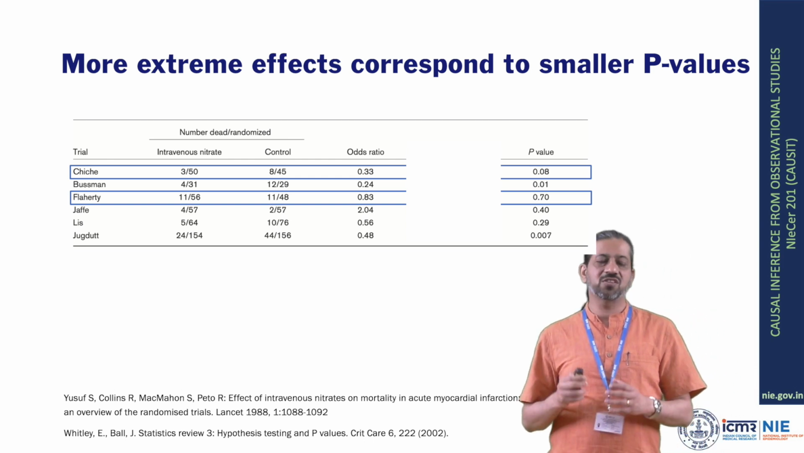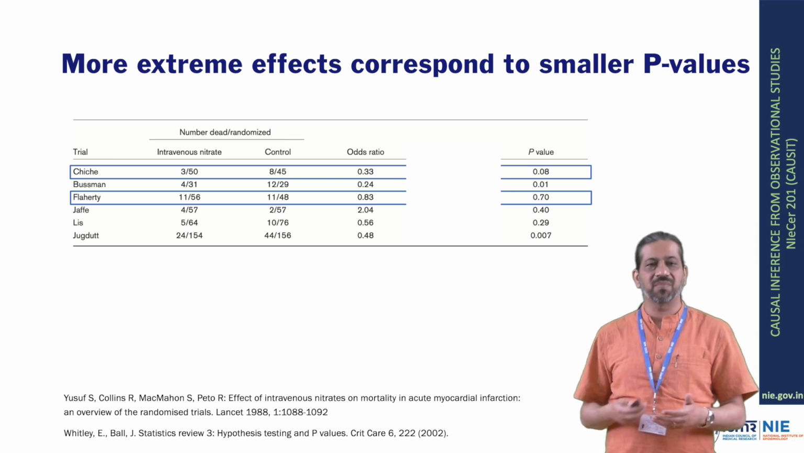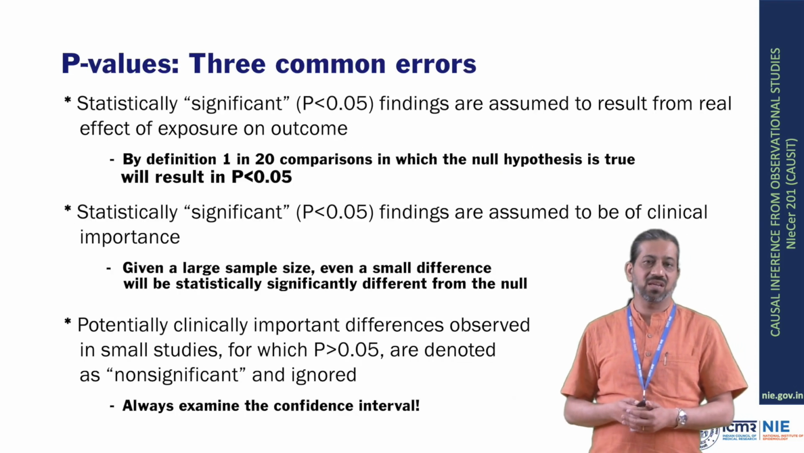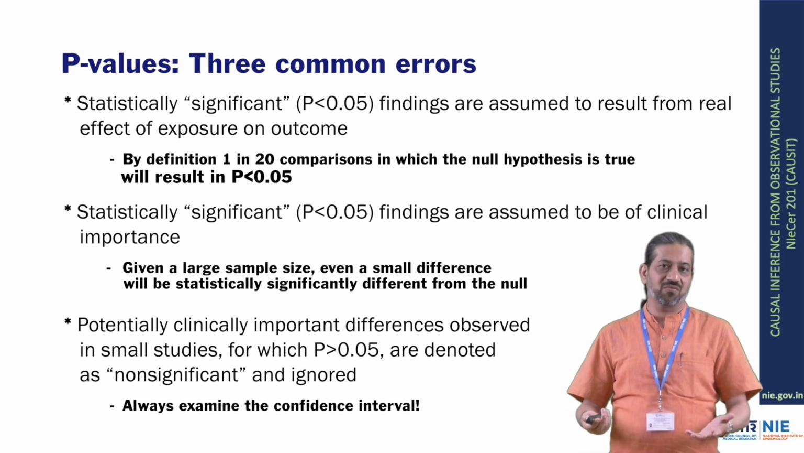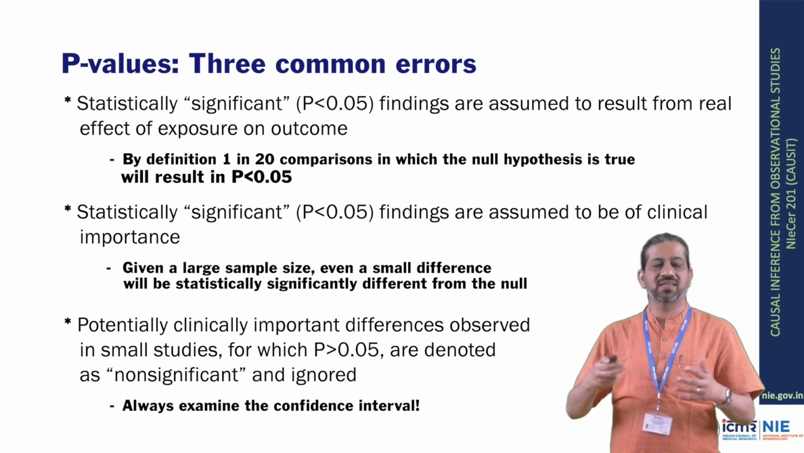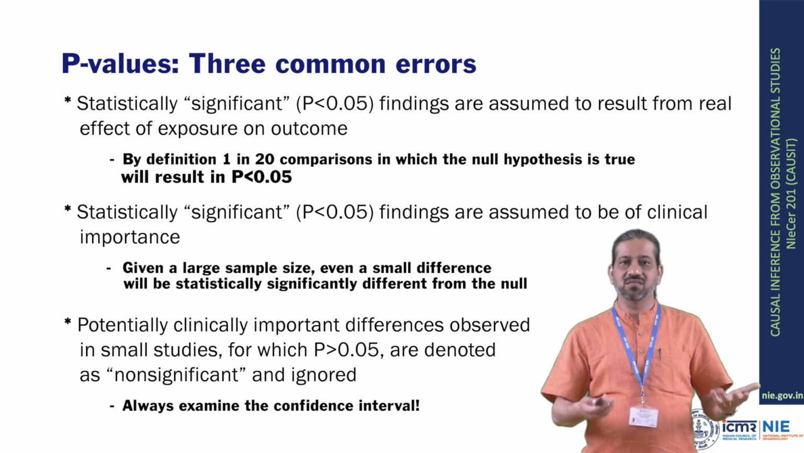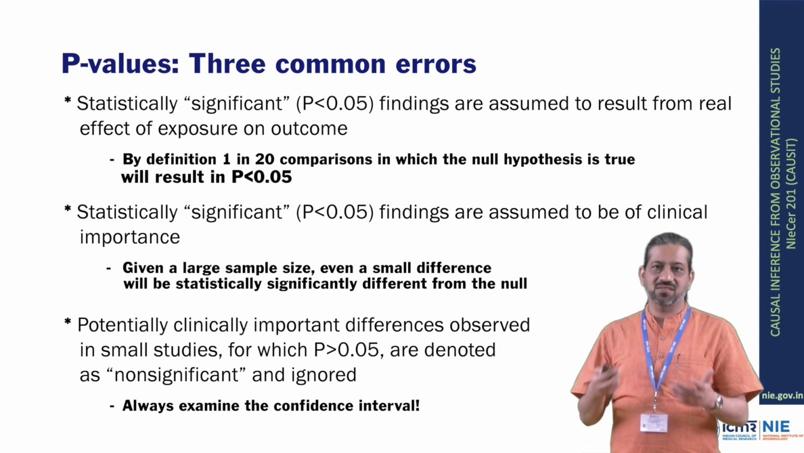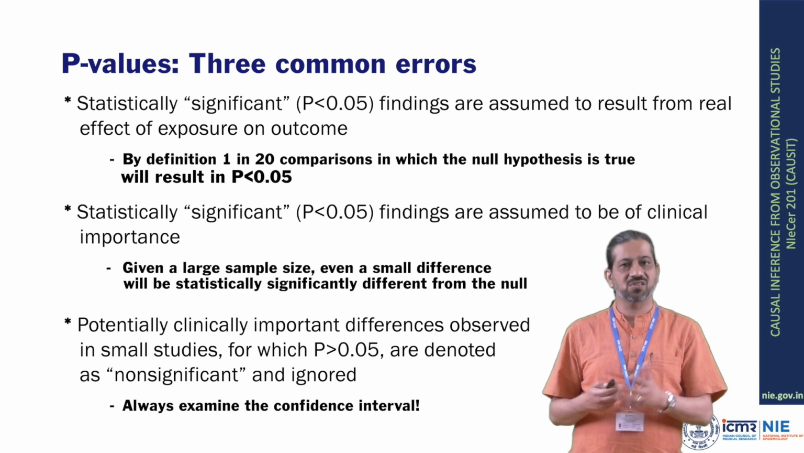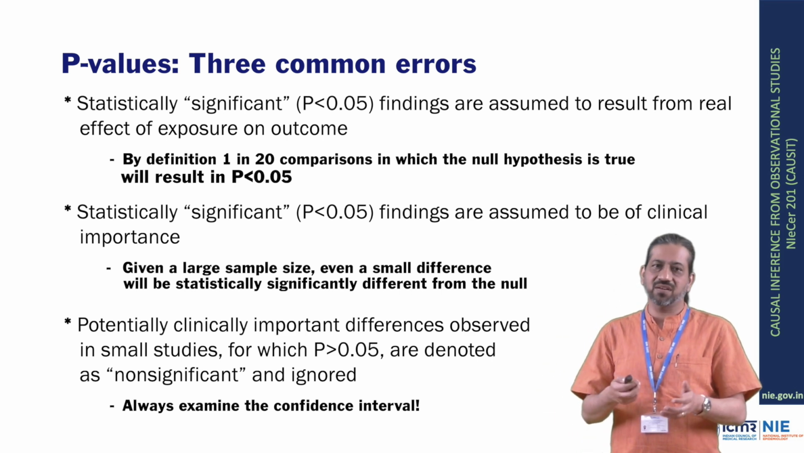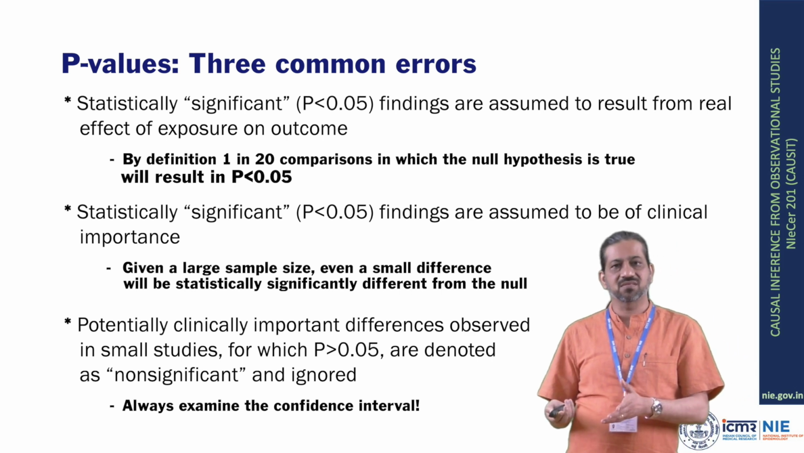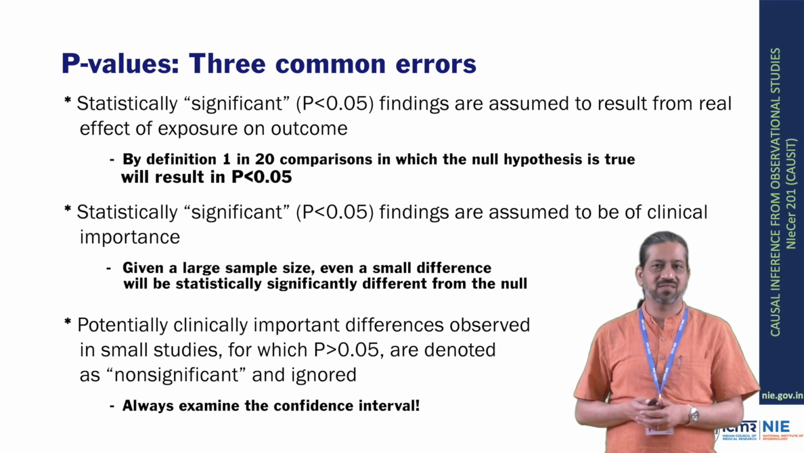Having understood this, we also need to be careful about some of the errors that we commonly make as investigators while interpreting p-values. Usually, many people divide results based on a certain cutoff for the p-value into statistically significant or not significant. Usually this value is taken as 0.05, so p less than 0.05 is indicated as statistically significant. Should we assume that any statistically significant result is due to a real effect of an exposure on the outcome, that there is really a causal association between the exposure and outcome? Not necessarily. Even statistically significant results may be just by chance, because by definition, with 0.05, 1 in 20 comparisons where the null hypothesis is true will result in a p-value of less than 0.05.